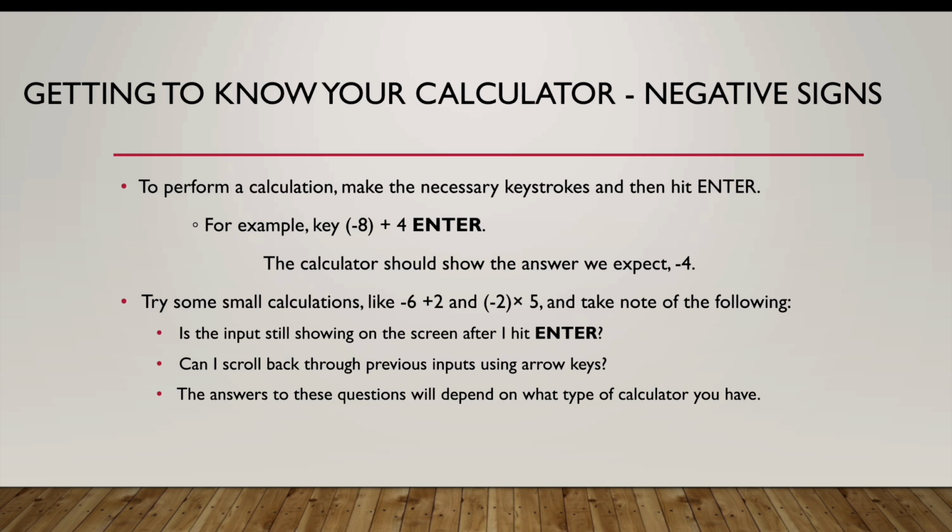So let's practice doing negative signs. For example, key in a -8 using the negative sign at the bottom of the keypad, not the subtraction sign, -8 plus 4, and hit enter. If you've done it correctly, it should show -4 on your calculator for the answer. Next, try a few other small calculations like -6 plus 2, -2 times 5. Take note, is the input still showing on the screen after you hit enter? And can you scroll back using the arrow keys? Those answers will, again, depend on what type of calculator you're using, if you have the 30 or the 36.